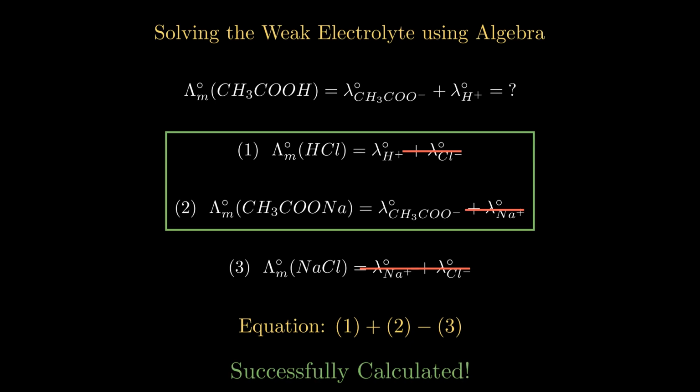We add the equations for HCl and sodium acetate, and subtract sodium chloride. Look at the magic. The sodium ions cancel out perfectly. The chloride ions cancel out perfectly. And we are left with exactly the hydrogen and acetate ions. We have successfully calculated the infinite dilution conductivity of a weak electrolyte without ever needing a graph.